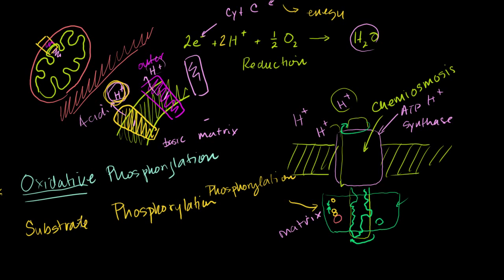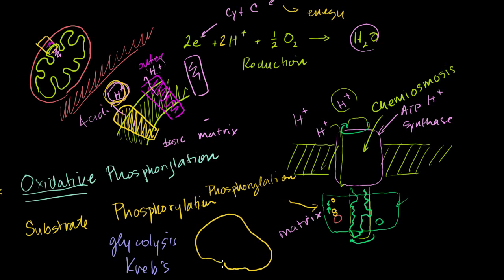Substrate phosphorylation. This is actually what happens when the ATP is produced directly in glycolysis and the Krebs cycle. This is where you have an enzyme directly helping to produce the ATP without any type of chemiosmosis or proton gradient. So if you imagine an enzyme, some big protein blob, and let's say it has the ADP there with its two phosphate groups, and then maybe it has another phosphate group that attaches at some other part of the enzyme.